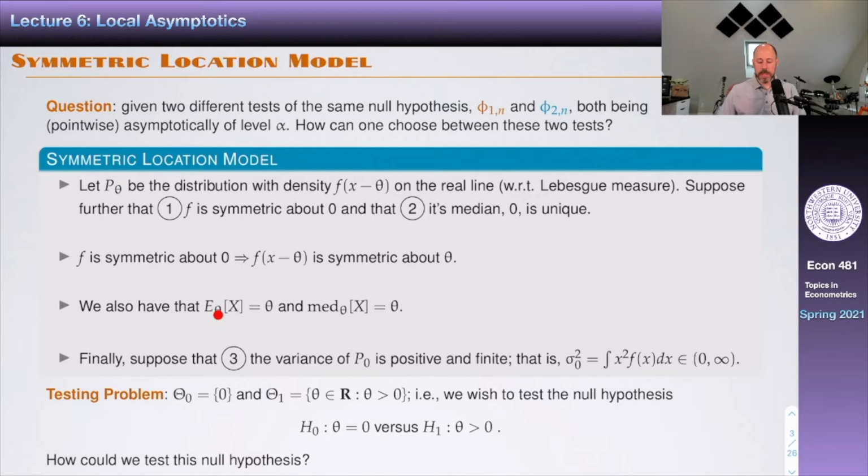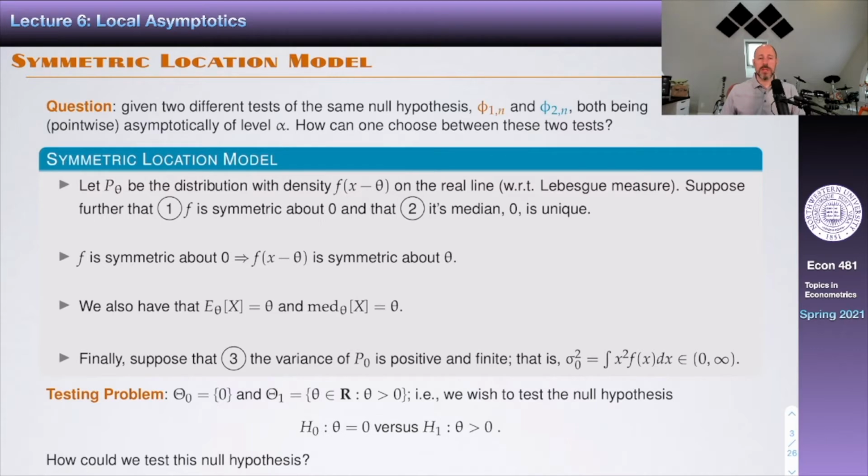So when you take expectations with respect to p theta of the random variable x, the mean is going to be theta, and the median is going to be theta as well. The final piece of our assumptions is that the variance of p0 is positive and finite. I'm going to denote this by sigma squared 0. It's the integral of x squared f dx, and this is going to be between 0 and infinity. The testing problem that we're going to consider is to test that theta is 0 versus the alternative that theta is positive.